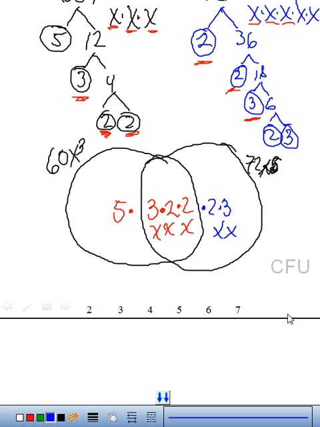All right. So with that said, look at our GCF. We're looking at this intersecting region. What is 2 times 2 times 3? 12. And what is x times x times x? X cubed.